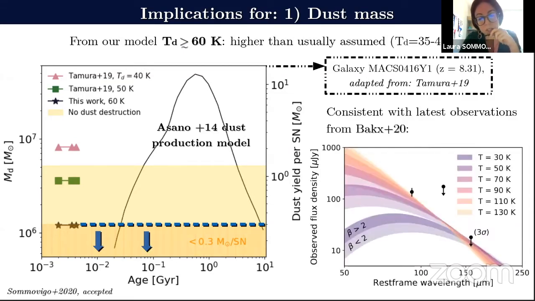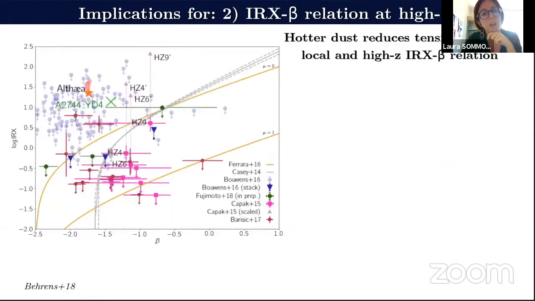This suggestion has also been met recently by new observations by Bakx 2020, which have given a new lower limit for the dust temperature within this galaxy of 80 Kelvin by adding the observed far-infrared flux at 160 micron rest frame. Another implication is related to the IRX-β relation at high redshift. Allowing for larger dust temperature means that we can reduce the tension between local and high redshift IRX-β relation.